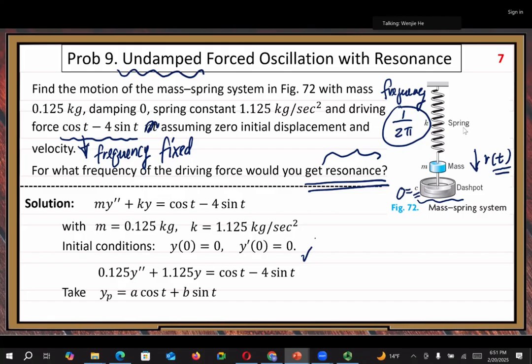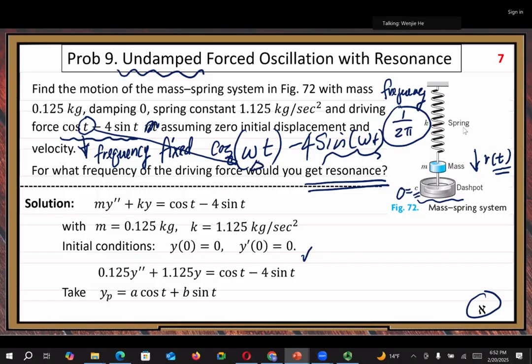We take little a, little b, and then you plug in. Here is the end of the presentation. Actually, in part E, I will redo this one, but I will change the function to cosine omega t plus or minus sine omega t. That omega is unknown.